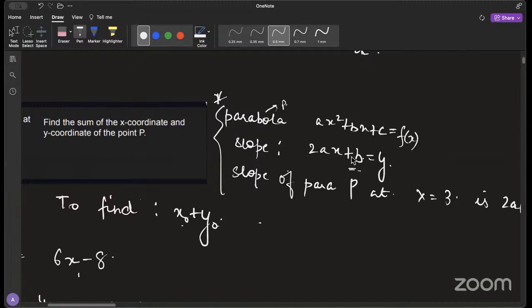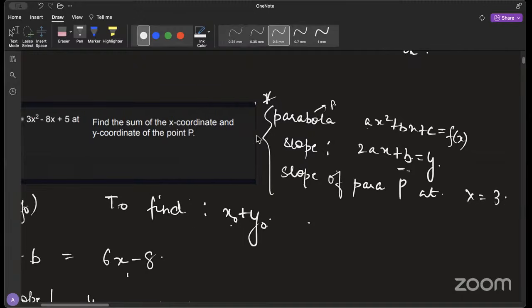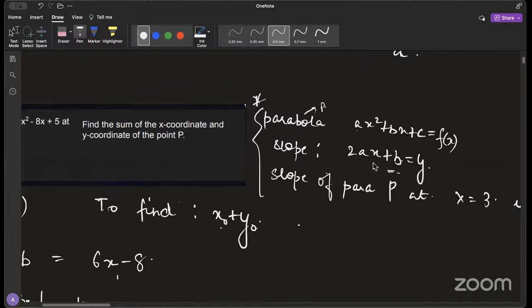Ma'am, can we use a derivative approach here? Yeah, the derivative gives you the same thing, right? What's the derivative of ax square plus bx plus c? 2ax plus b. Yes, ma'am. It's the same thing. If someone's not familiar with the concept of derivatives, they can just learn this. You'll anyway have to learn derivatives later, but for now, you can use this one.